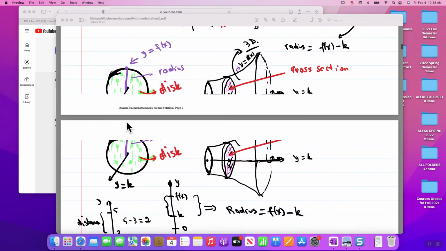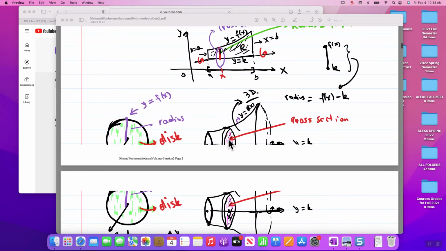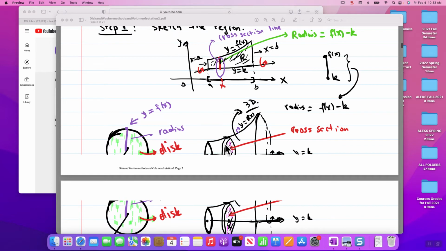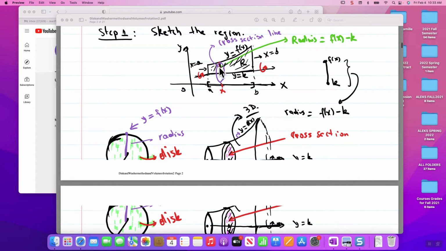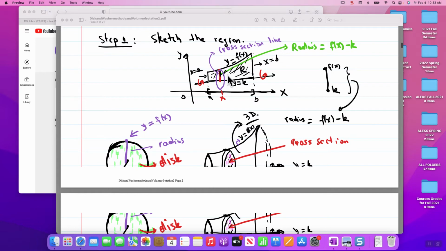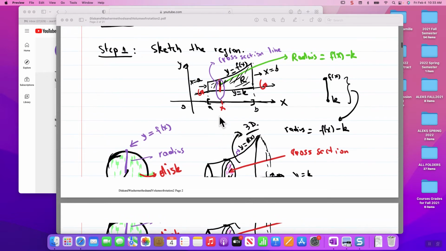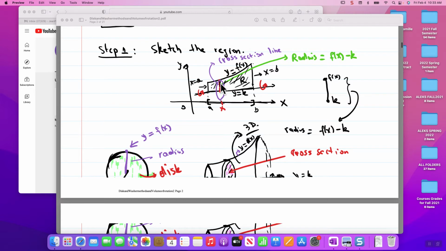Now, in two-dimensional, the cross-section, when you look at the cross-section here, you will basically see this line segment. We call it the cross-section line. So this is the two-dimensional. That's the three-dimensional. This is two-dimensional. We're talking about the x and y plane. So this is the cross-section line.